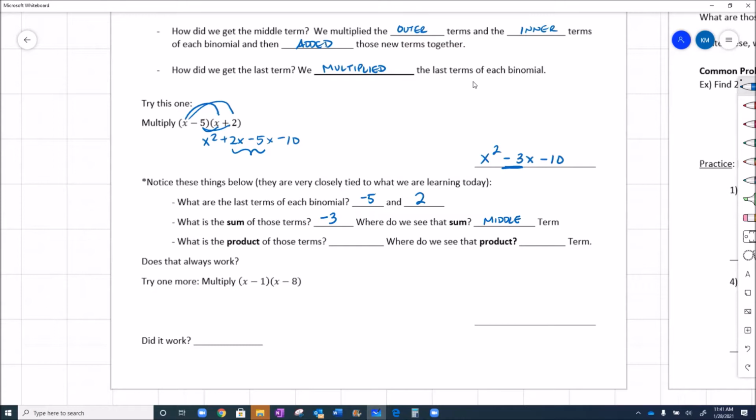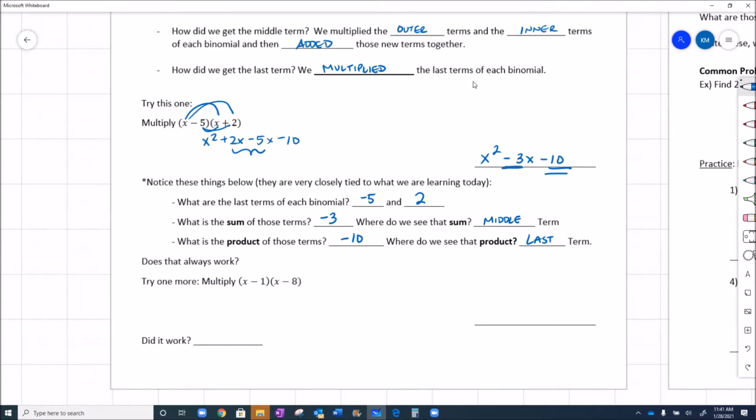What is the product of these terms? Negative 5 times 2 is negative 10. Where do we see that? That's our last term. It's our c value. See that there? Does this always work?